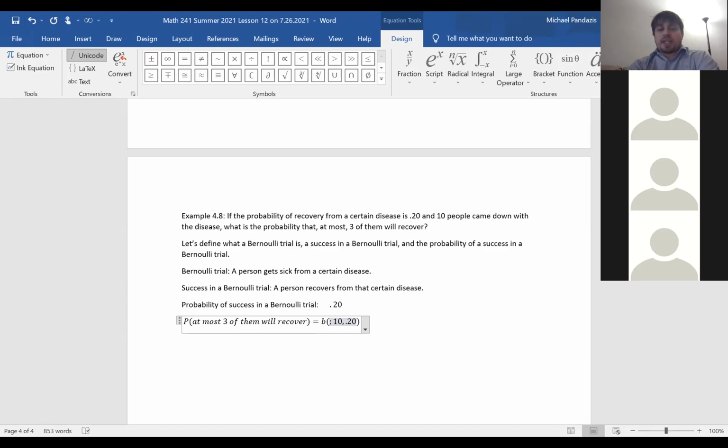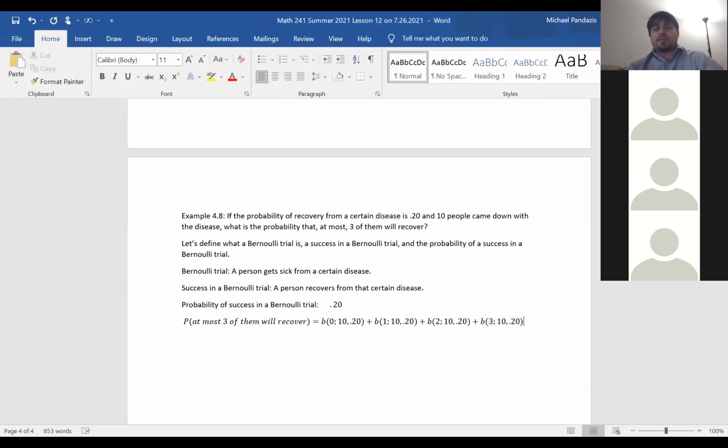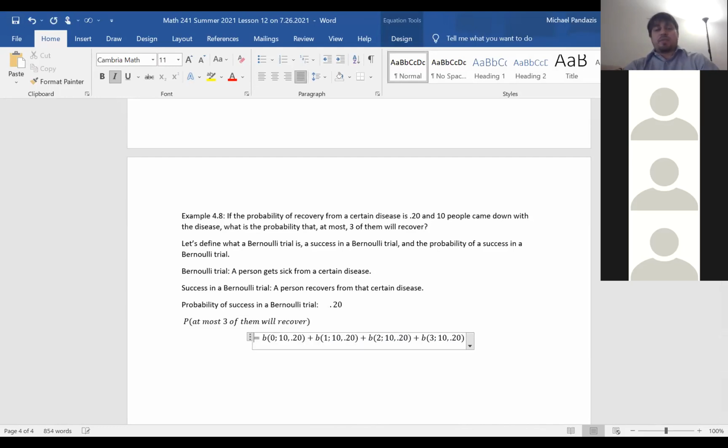Well, that's equal to the probability that 0 of them recover, plus the probability that 1 of them recovers, plus the probability that 2 of them recover, plus the probability that 3 of them recover. Okay, the probability that 0 of them recover plus 1 plus 2 plus 3, right? There's no overlap in these chances, right? You can't have 0 people recover and 1 person recover at the same time.